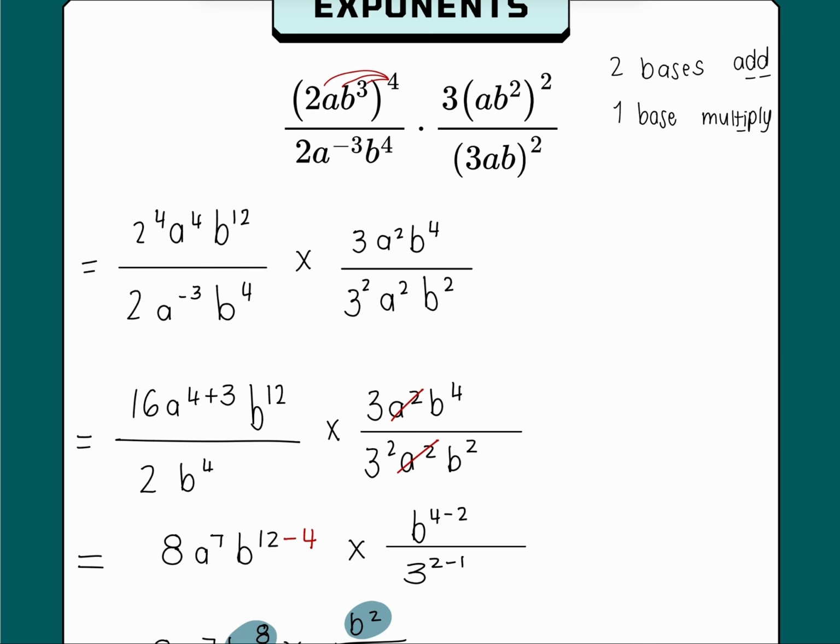I do hope that this made sense to you. Don't forget the fact that if you have two bases, you need to add the exponents. And if you only have one base, meaning that you have a power to a power, you'd have a situation as such, then you would have to multiply your exponents together.